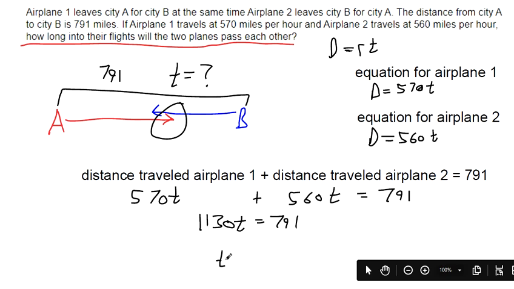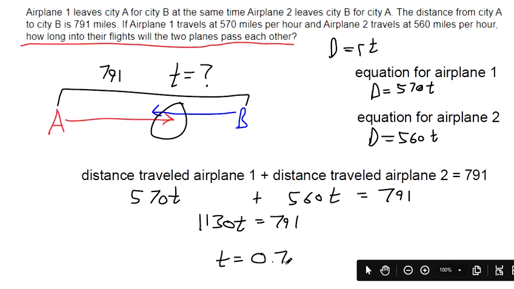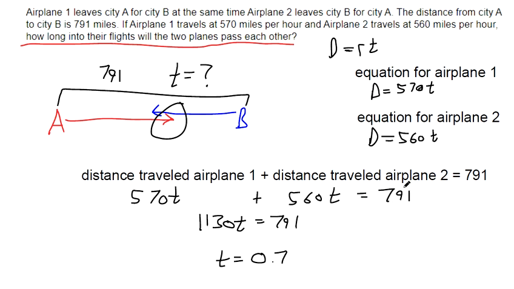And then divide 1,130 from both sides. So t is 0.7. It's going to take 0.7 hours for the two distances to add up to be 791. In other words, 0.7 hours until the two airplanes are crossing each other's paths.